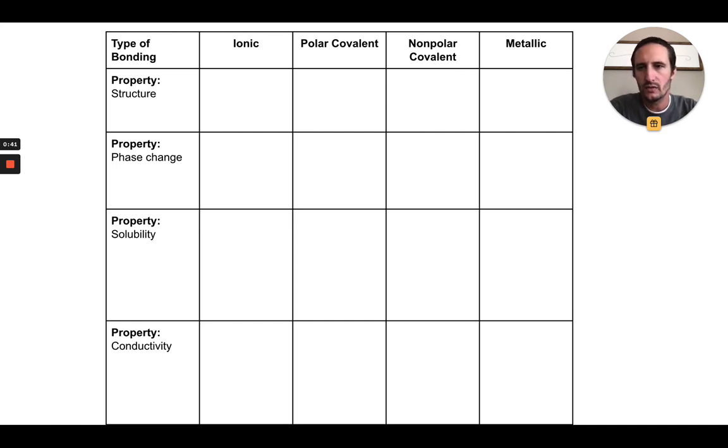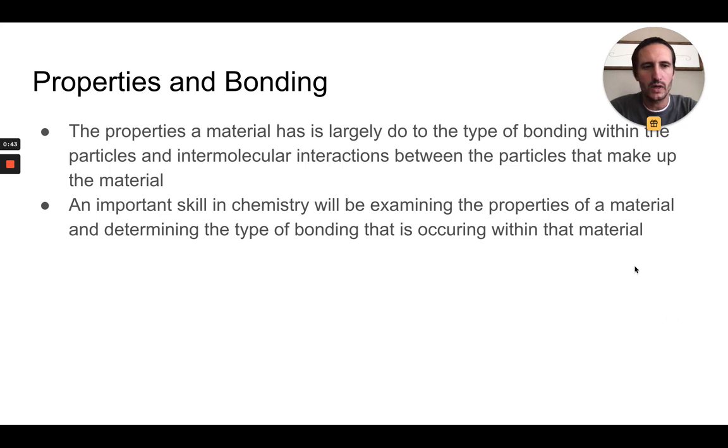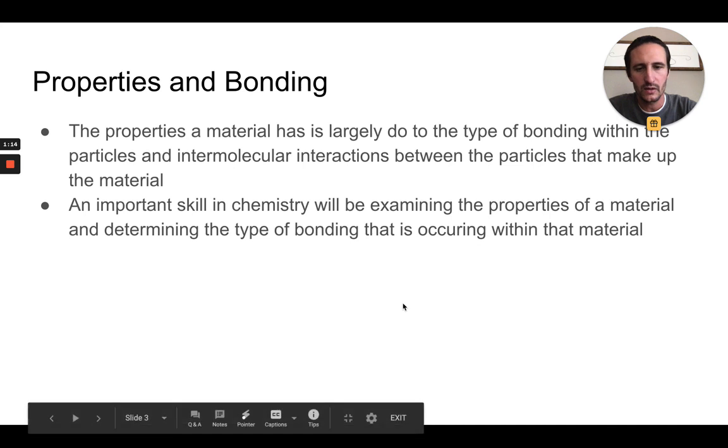Before we get into the structure and properties, I do just want to mention that when we talk about properties a material has, it is largely due to the type of bonding within the particles. Not only that, it's also due to the intermolecular interactions between the particles that make up the material. And so it's important for chemists to be able to examine these properties and use that information to determine the type of bonding that is occurring within a material.